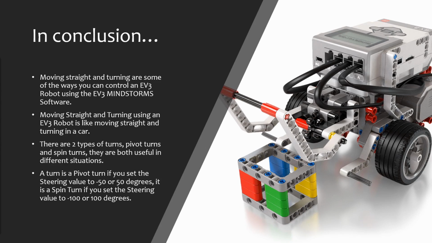So, in conclusion, moving straight and turning are just some of the ways that you can control the EV3 robot using the EV3 Mindstorm software. Moving straight and turning using the EV3 robot is like moving straight and turning in a car. There are 2 types of turns, pivot turns and spin turns. They're both useful in different situations on the field. Lastly, make sure to remember that a turn is a pivot turn if you set the steering value to -50 or 50 degrees, and is a spin turn if you set the steering value to -100 or 100 degrees.